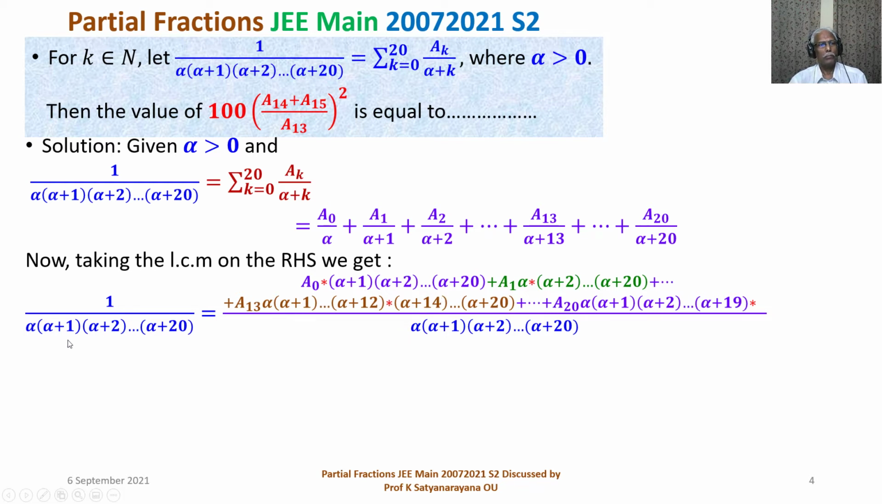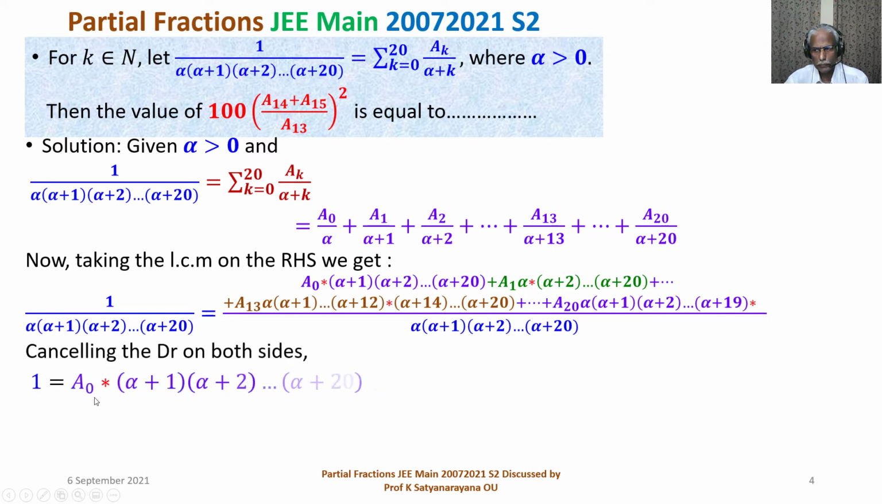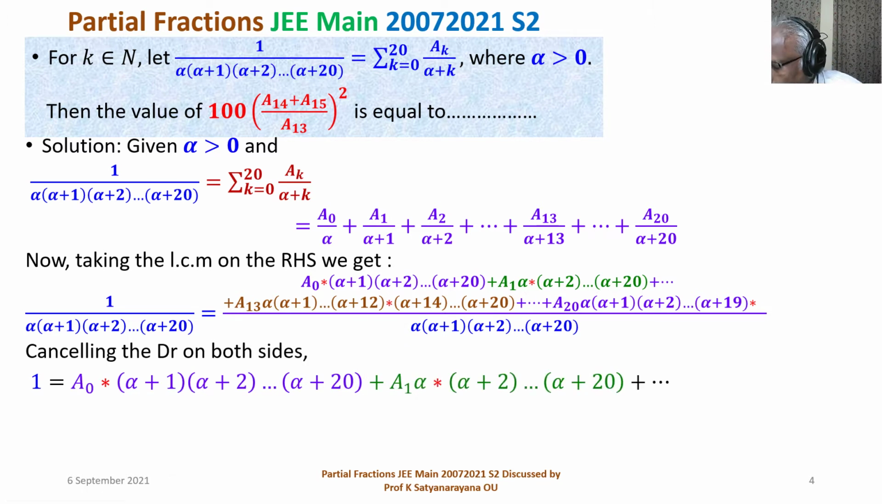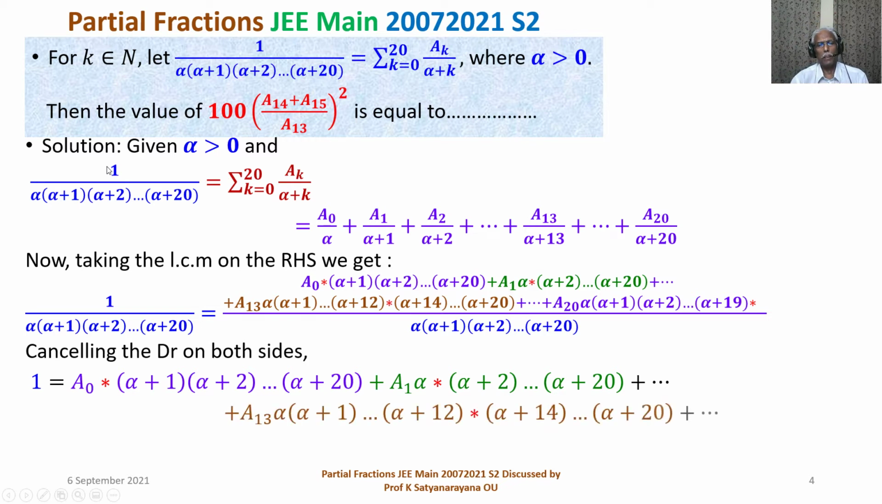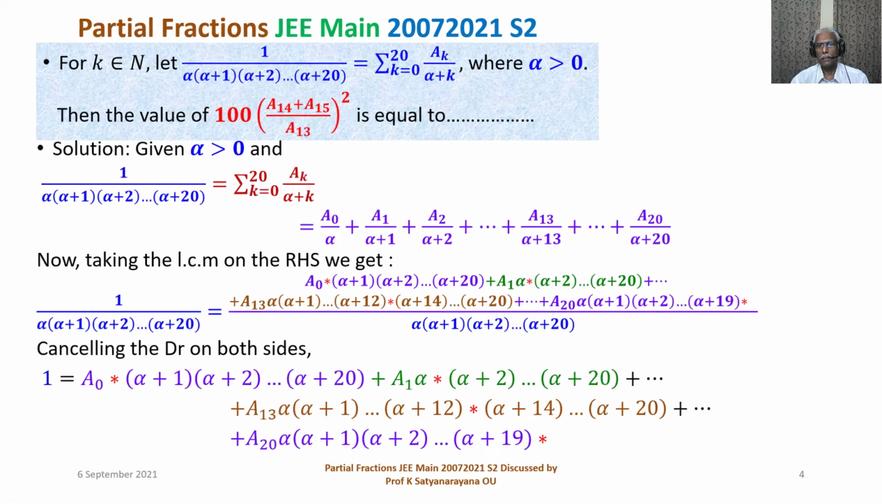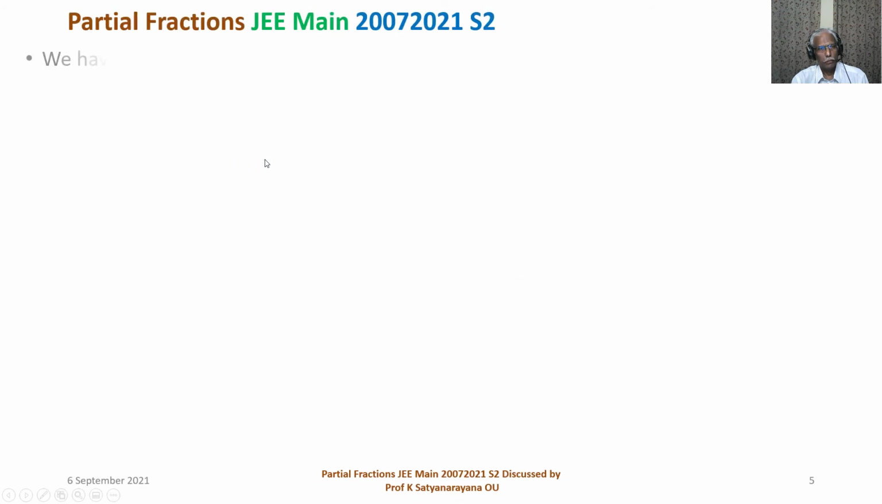Now cancel the denominator. So we get 1 is equal to a naught into the above said product, plus a1 into the product, plus etc., a13 into the product, plus etc., a20 into the product. We will further analyze this in the next slide.